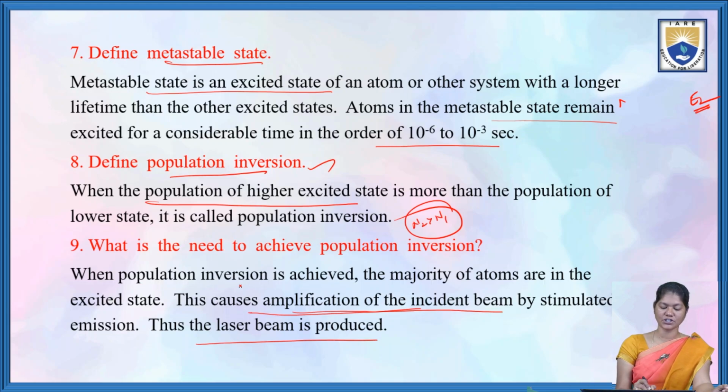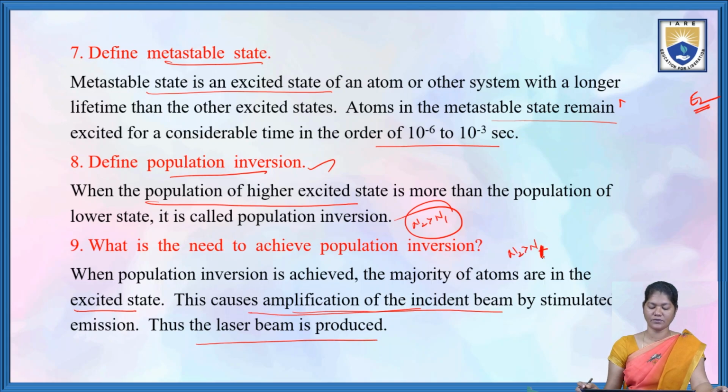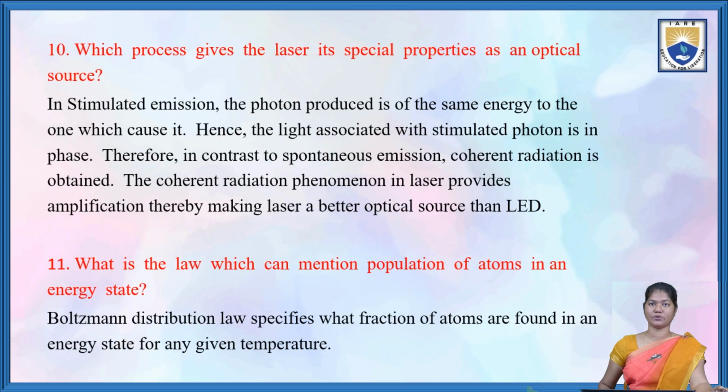So when population inversion is achieved, the majority of atoms are in the excited state. That is, N2 will be greater than N1. This causes amplification of the incident beam by stimulated emission. Thus the laser beam is produced.